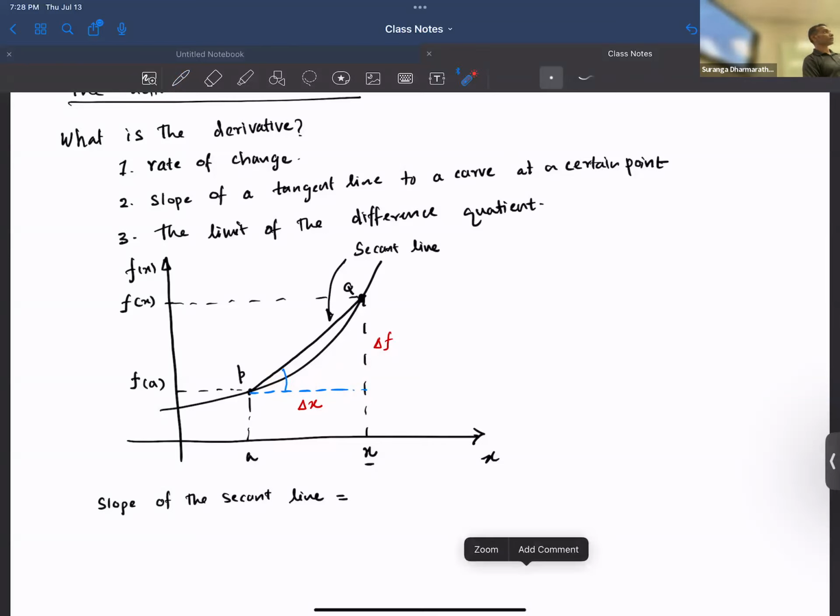Anna? Very good. You know the answer, right? Change in f over change in x. Pretty good, right? So that's the slope that we call the slope. The slope is tangent of that angle. Okay, tangent of that angle.